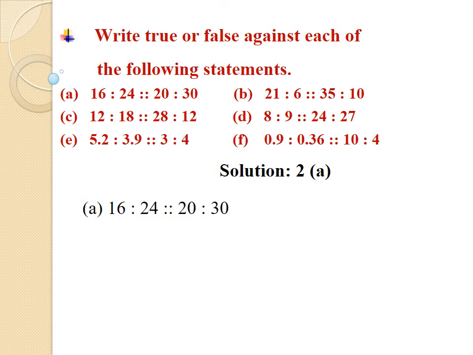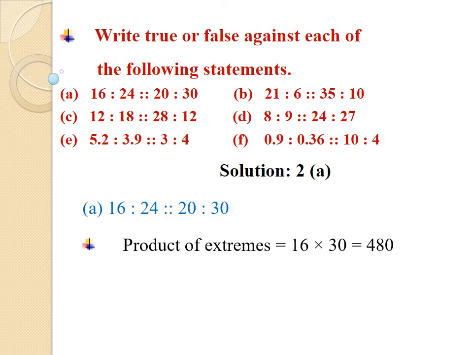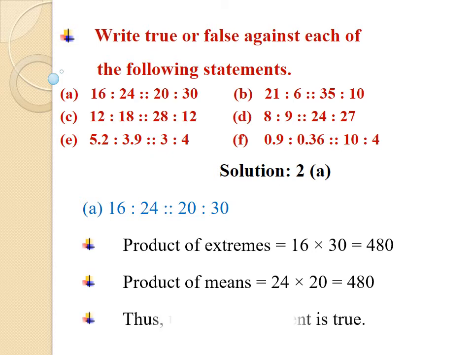Sum A: 16 is to 24 as 20 is to 30. Product of extremes, that is, product of first and fourth term, equals 16 multiplied by 30, which equals 480. Now, product of means, that is, product of second term and third term, equals 24 multiplied by 20, which equals 480. Since the products of extremes and means are equal, the given statement is true.